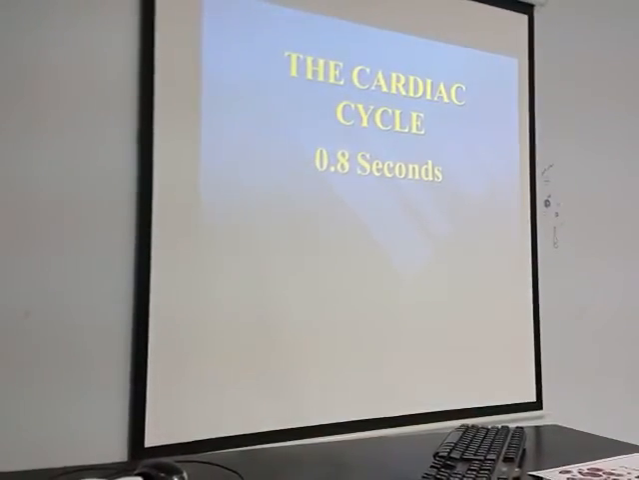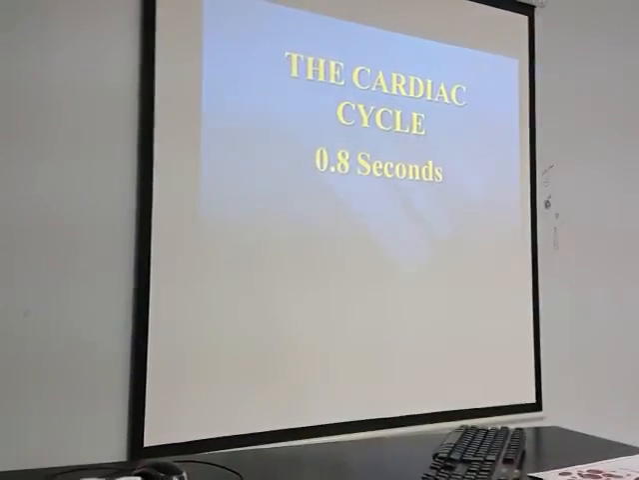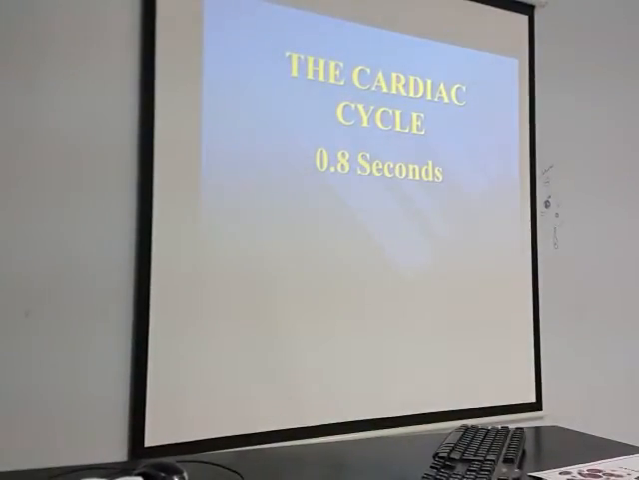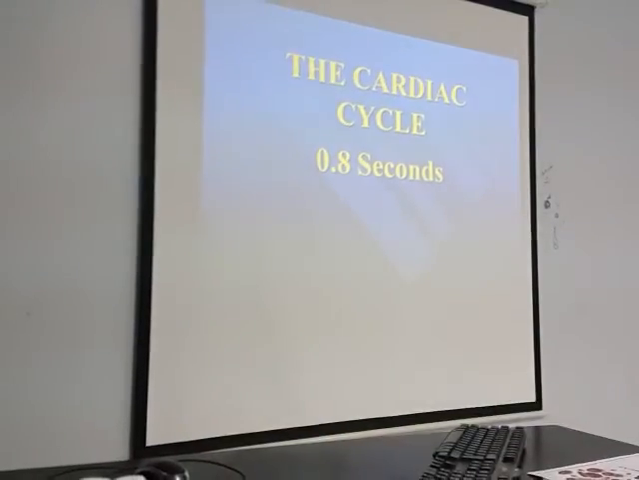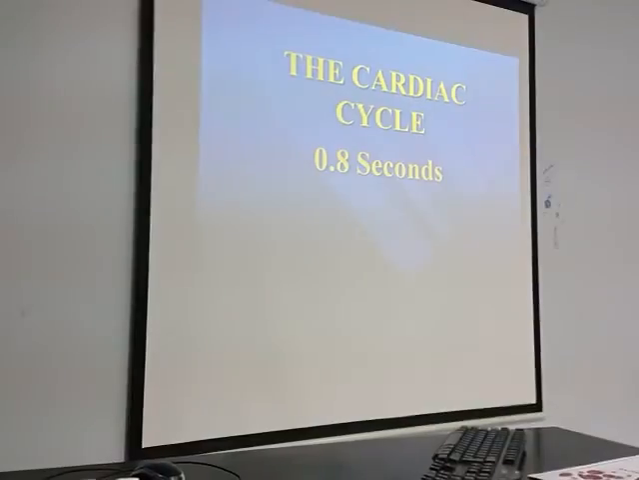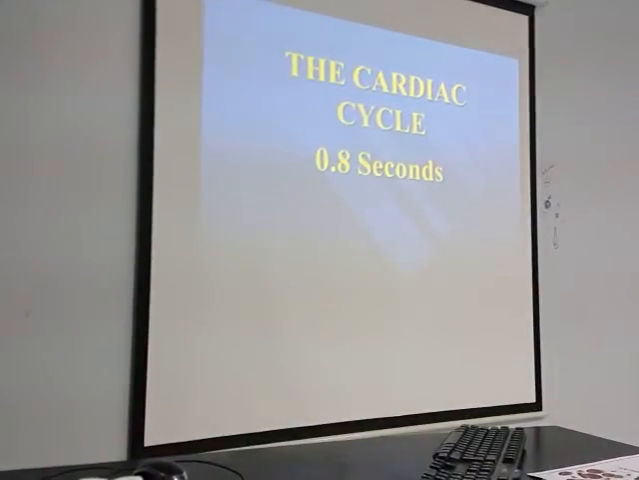You know the normal heart rate, isn't it? So if it is, for example, 75 beats per minute, simple calculation, it comes to about 0.8 seconds for one single cardiac cycle.